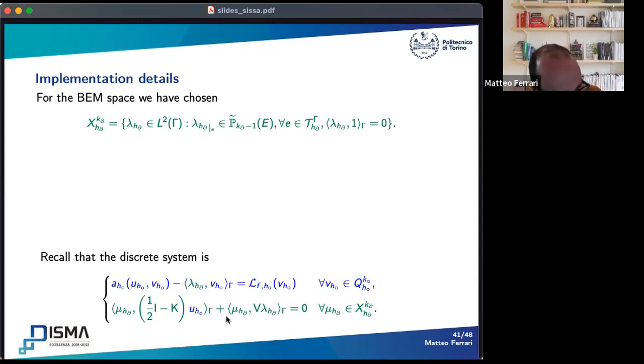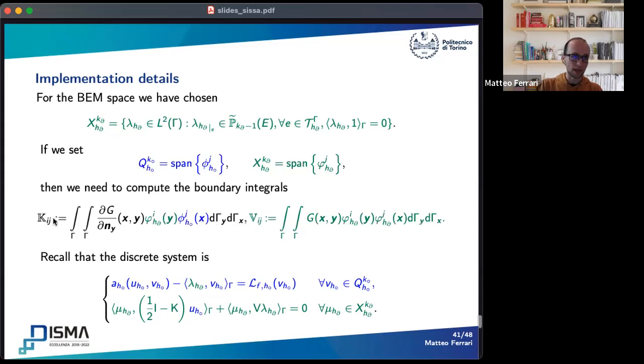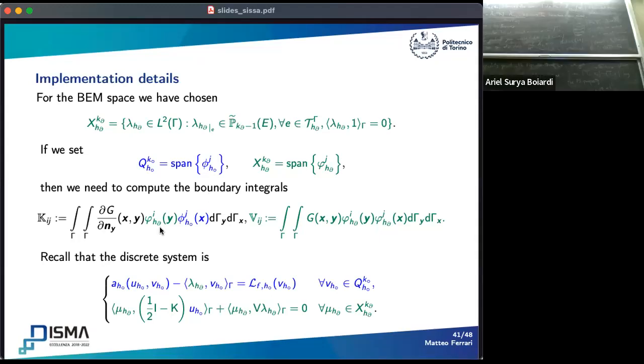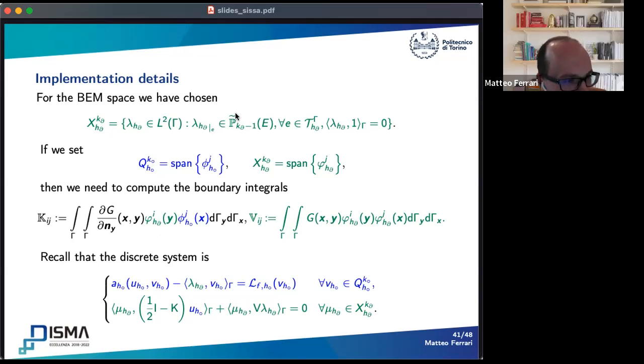Okay, this is again the discrete scheme. And now I want to motivate why to take different orders of approximation. Let's have a look at the matrices of the discrete scheme of the BEM. Let's define phi, a basis of the virtual element space, and varphi, a basis of the boundary element space. So this is the matrix. The tilde means after mapping.